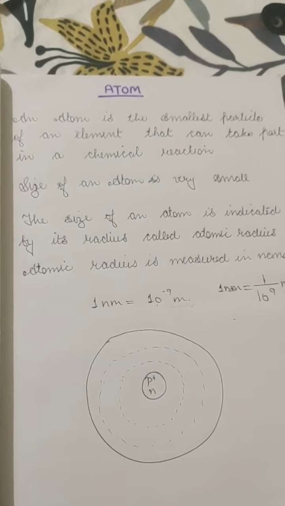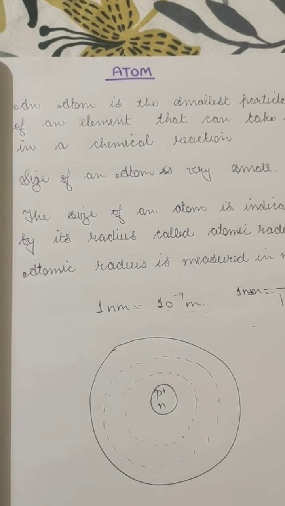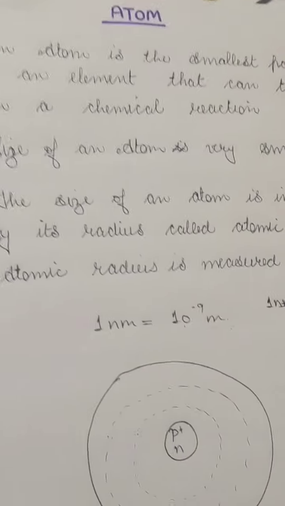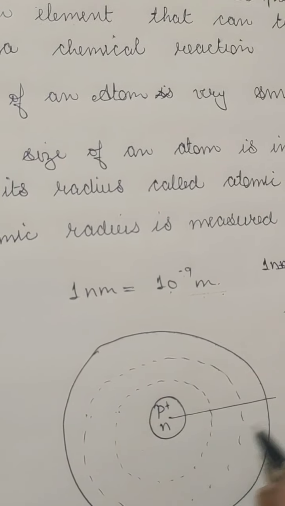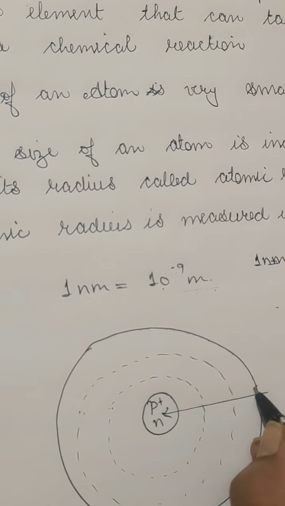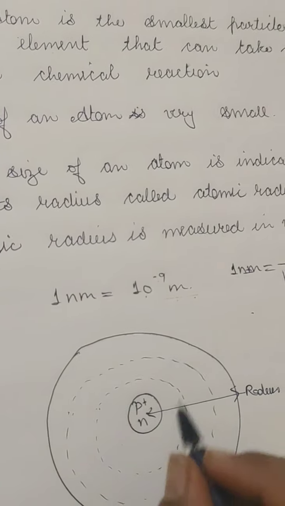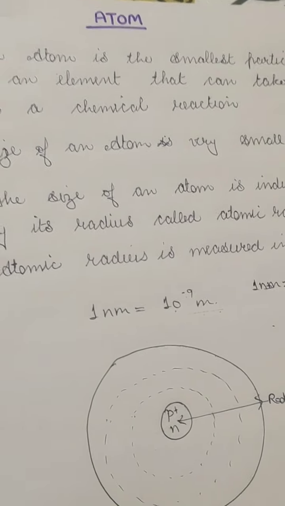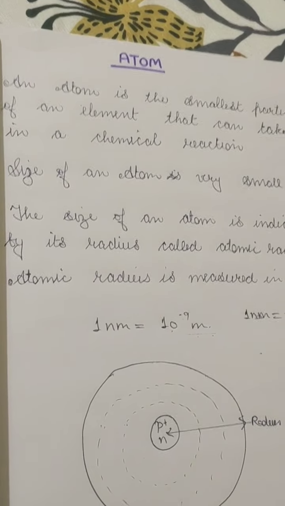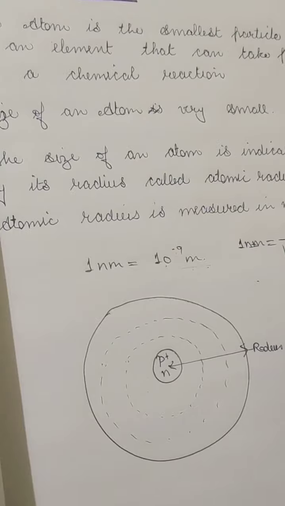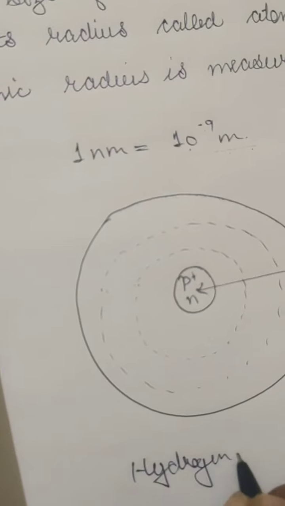So how do we calculate the size of an atom? The size of an atom is indicated by its radius. Radius means the distance from the nucleus to the outermost shell. So it is called the radius of the atom. It is very small, so we have to calculate the size in nanometers. And the smallest atom is hydrogen.